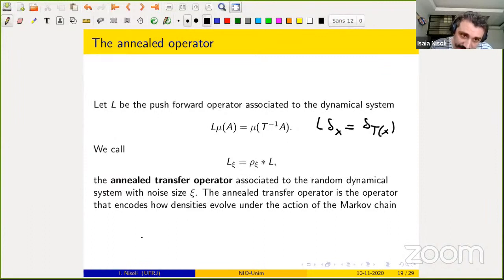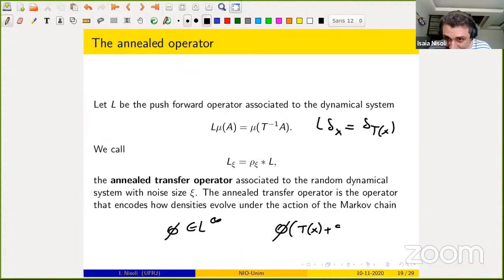Essentially you can think of something like this. Suppose phi is in L infinity. You take the integral of phi of Tx plus xi d rho of xi, okay? What happens is that if we take a bounded function and define this as T_xi star phi, this sends a bounded function into a bounded function, where we are taking the average over all possible points. If we take the dual operator that is acting on measures, this is going to be exactly this L_xi.